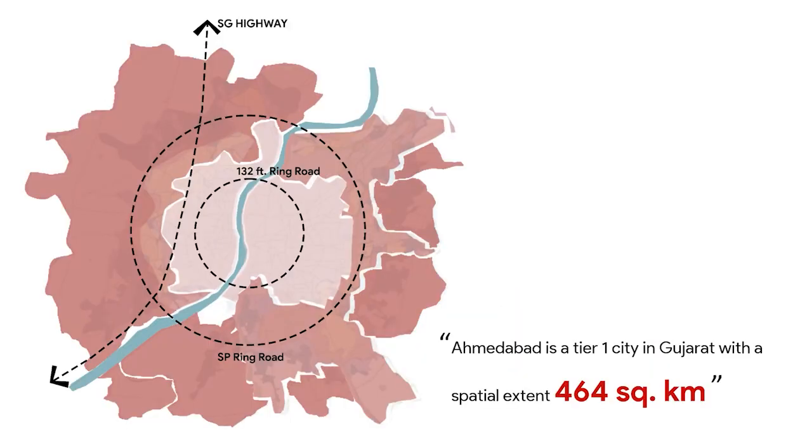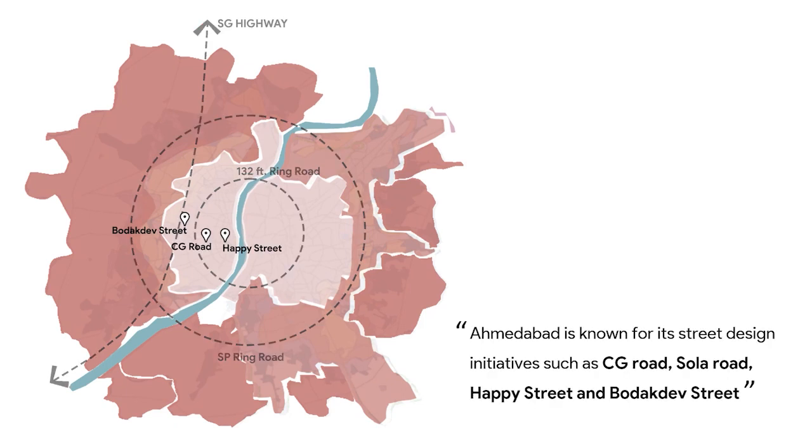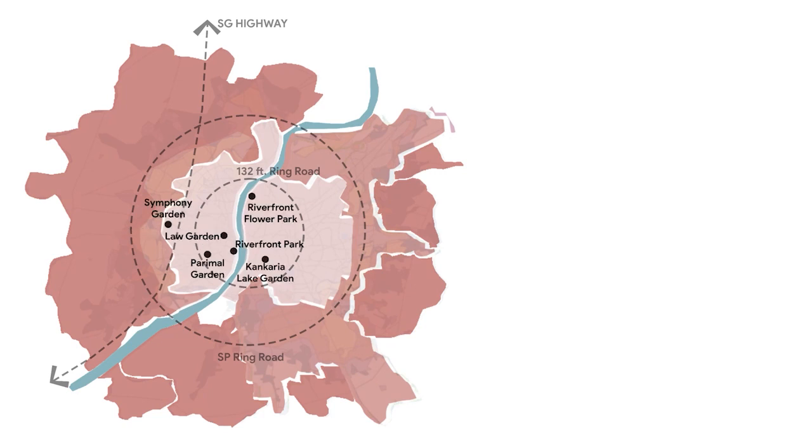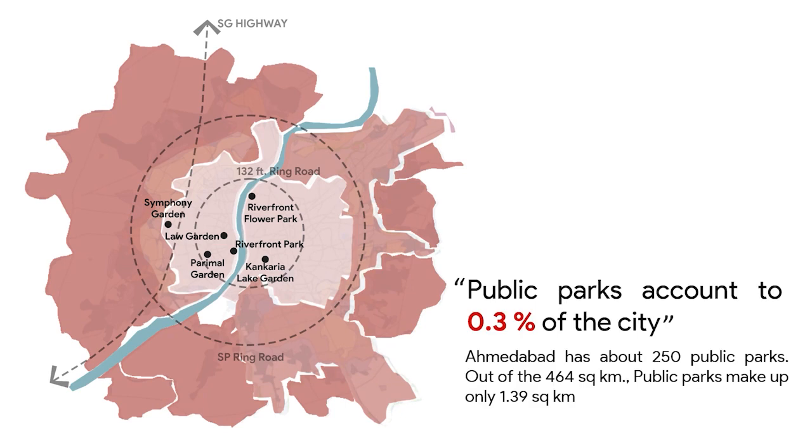The city of Ahmedabad is a tier 1 city with a spatial extent of 464 square kilometer. Ahmedabad is known for its current street design projects such as CG Road, Happy Street and Border Bay Street. The city has about 250 public parks. Out of the 464 square kilometer, public parks make up only 1.39 square kilometer. Hence, public parks account for only 0.3% of the city.